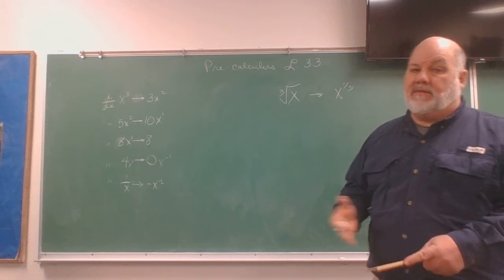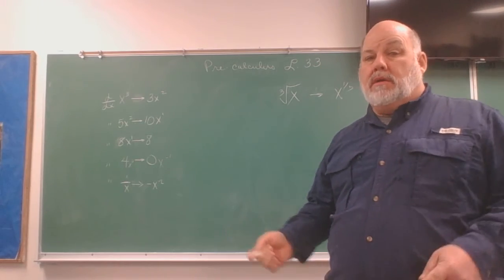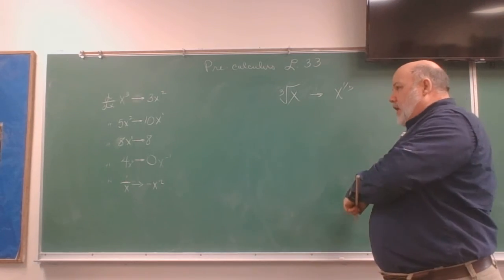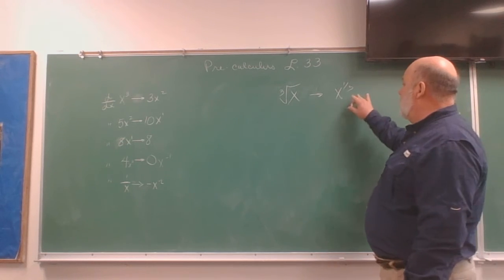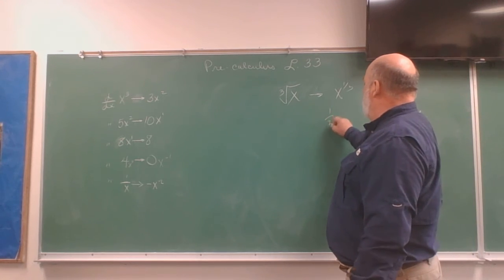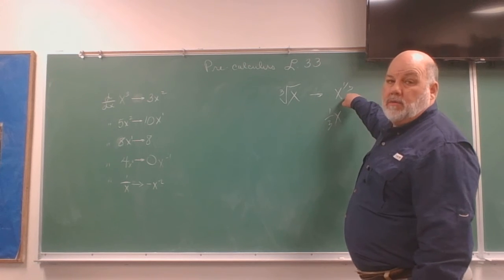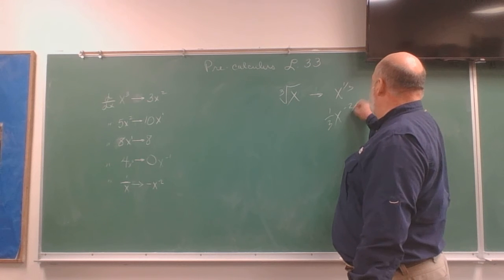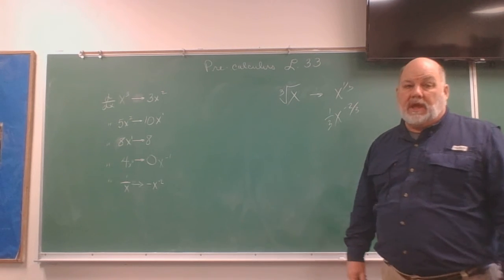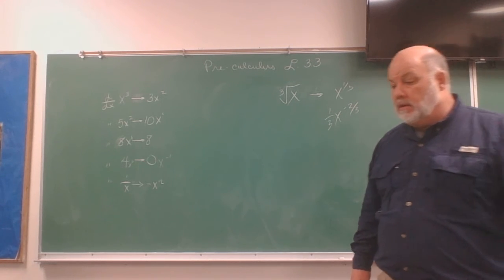Once you've changed it, I've had students in the past say, "Oh, I'm done." No, you've changed the form, but you still haven't taken the derivative of it. Make sure you take the derivative of it. 1/3 x. What's 1/3 minus 1? Well, that's 1/3 minus 3/3. 1/3 x to the negative 2/3.